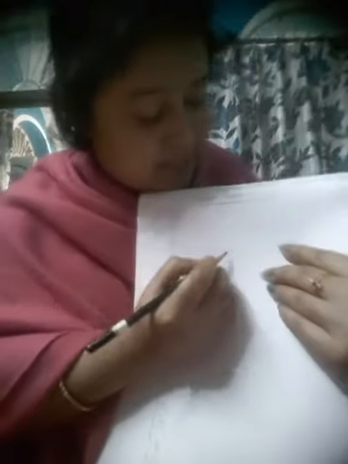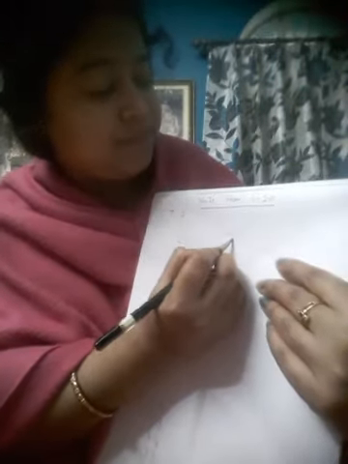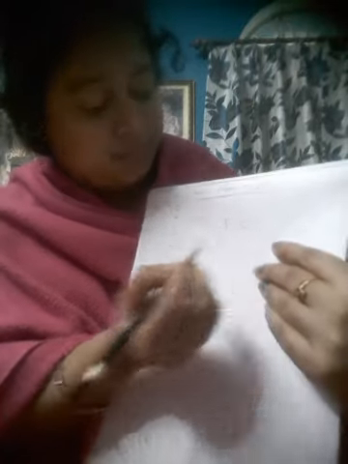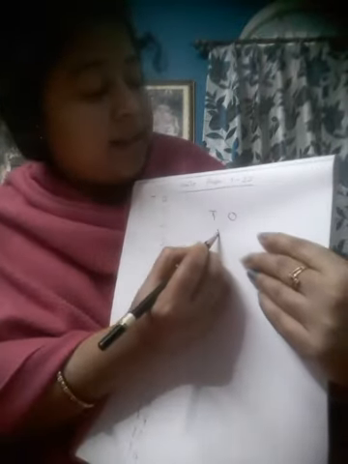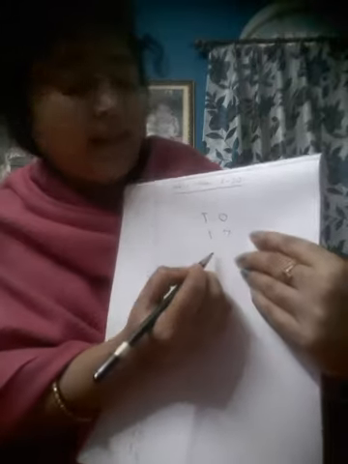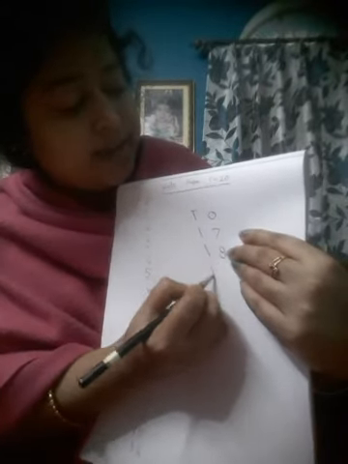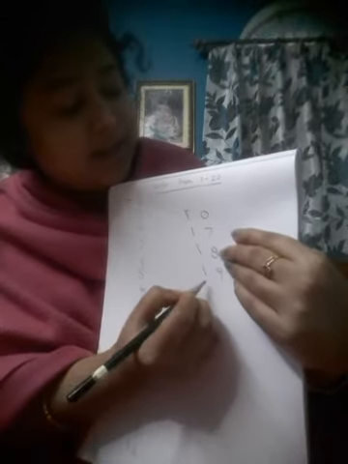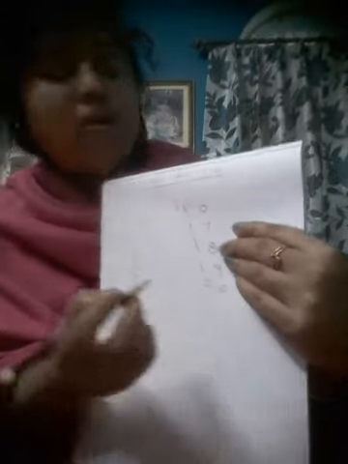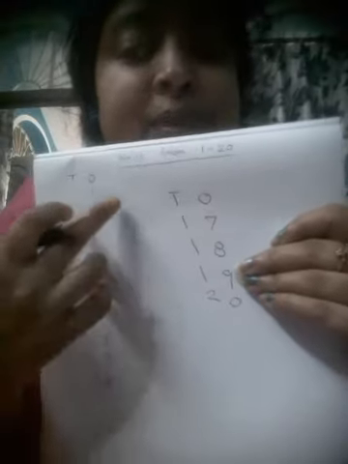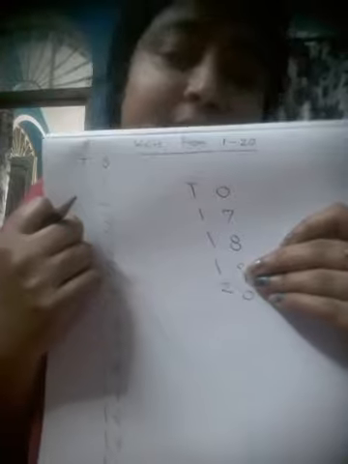Again I will write T O. 1 tens, 7 ones is 17, 1 tens, 8 ones is 18, 1 tens, 9 ones is 19, and 2 tens or 2 0 is 20. So in that way you will have to write or count from 1 to 20 by using the terms tens and ones, as you have already learned before.